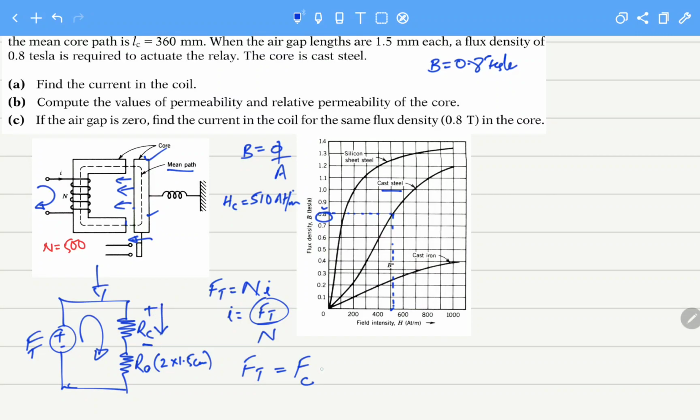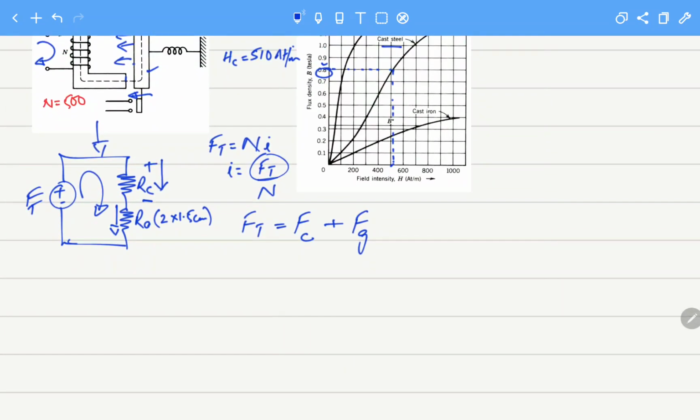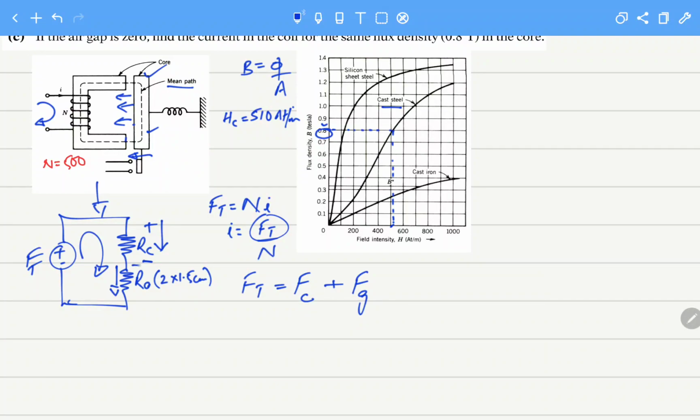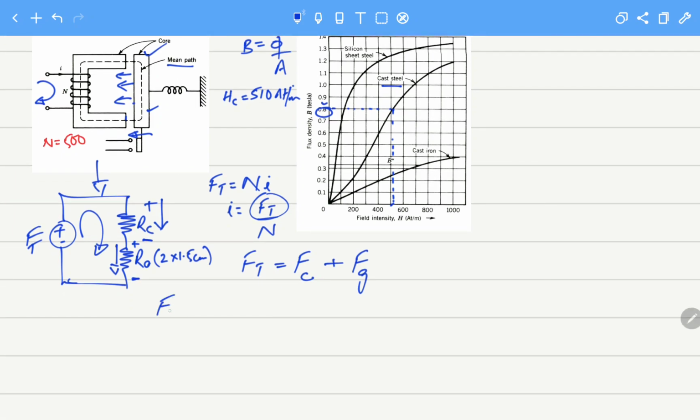That is the core, which we call Fc. And there will also be a force that results in forcing the flux to flow through the air gap, and that we call Fg. So these will be the two forces that will be causing the flux to flow in this core. If we can calculate these two forces, we can calculate the total magnetomotive force, and then we can calculate the current.